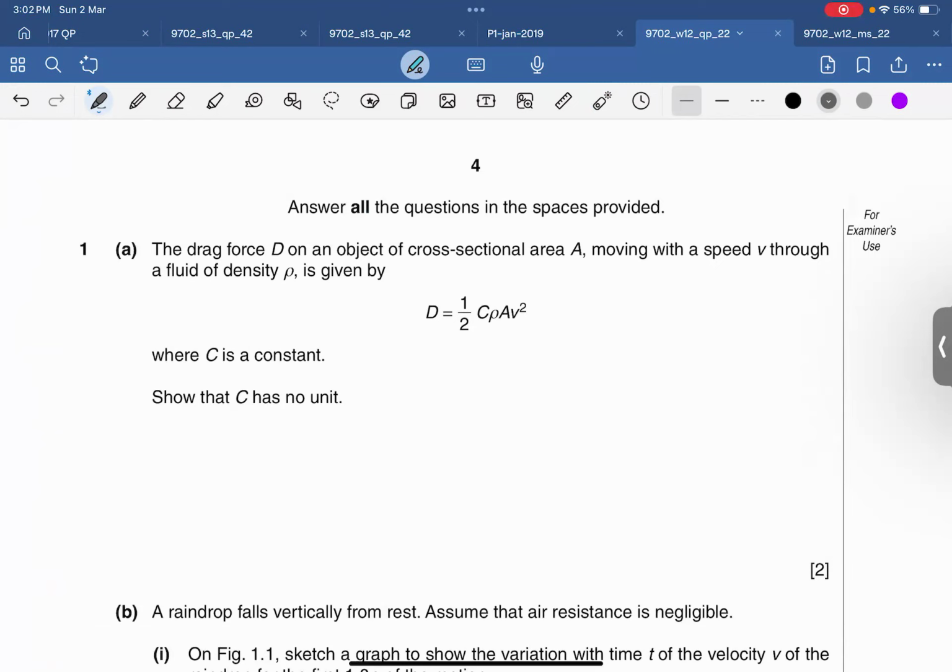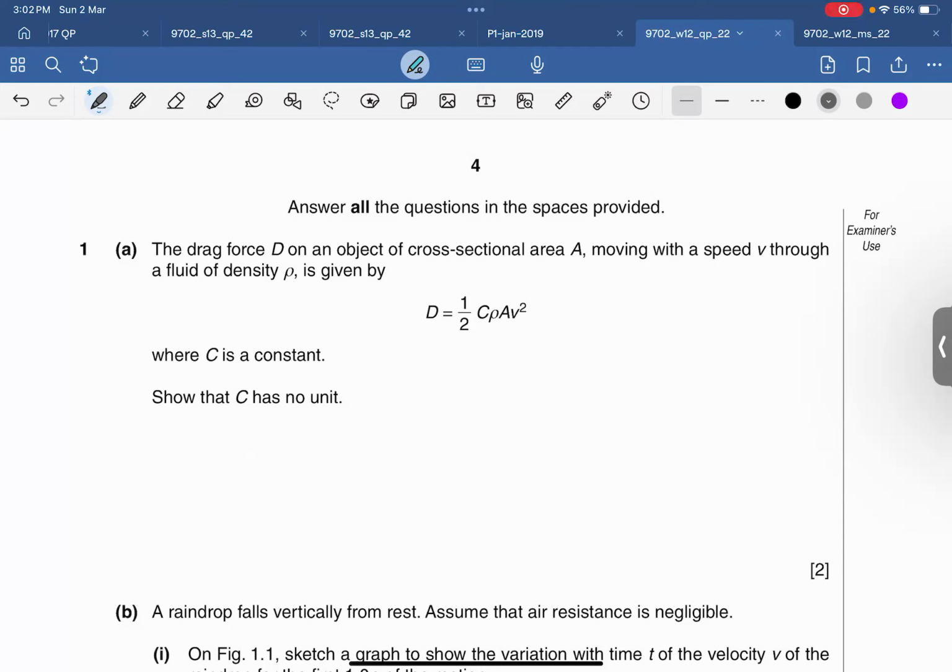The drag force D on an object of cross-sectional area A, moving with a speed v through a fluid of density rho, is given by D is equal to half C multiplied by rho A v squared, where C is a constant. Show that C has no unit.